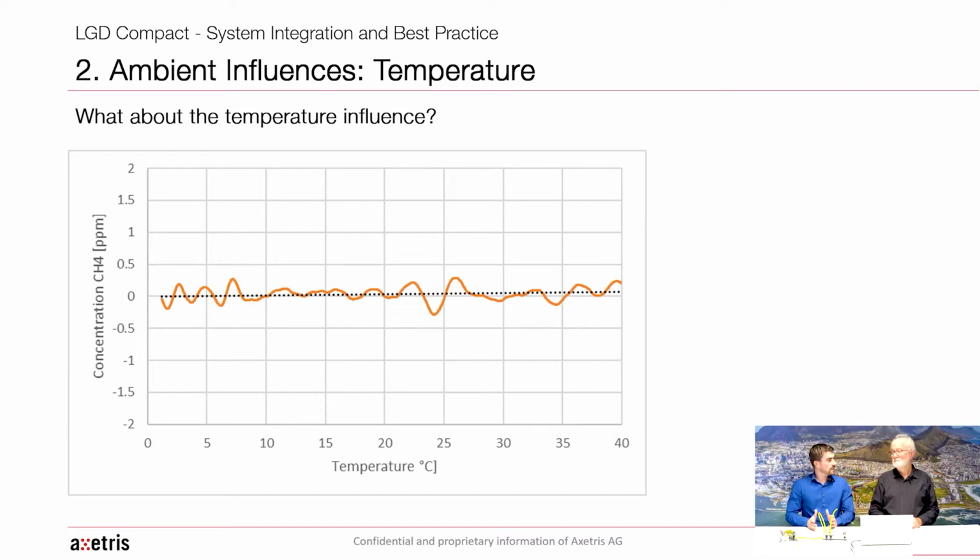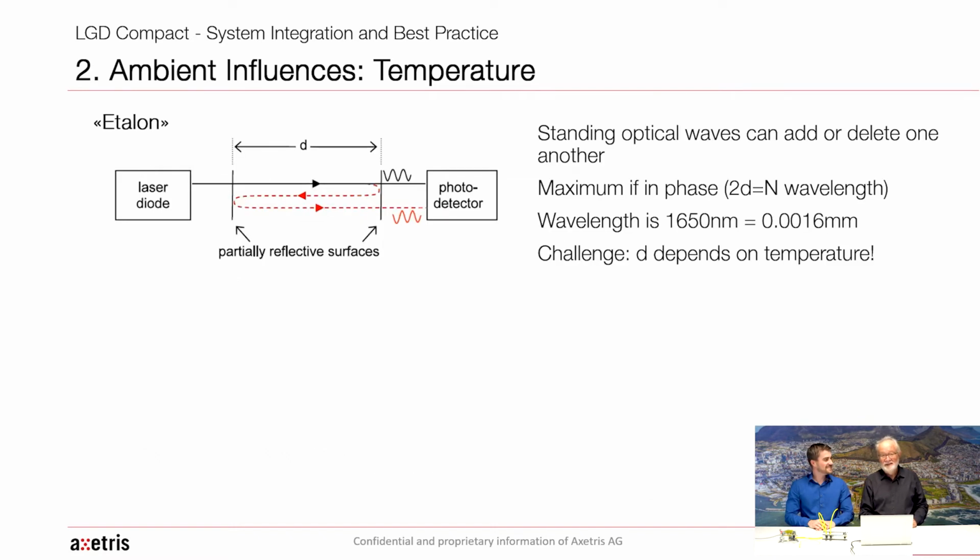And can you explain where these artifacts come from? Ooh, now we have to go into real science. Getting complicated. Look at the system here, drawn in black. There is a single mode laser emitting one specific wavelength, in the near infrared in our case. This beam goes through the gas cell and is measured by the photodetector.